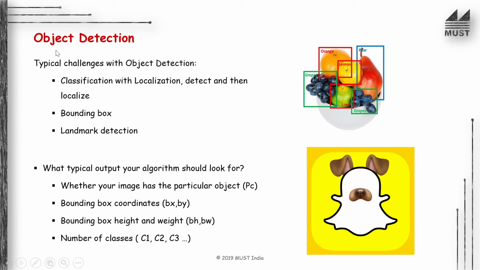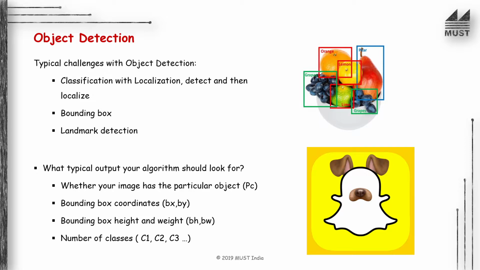And typically object detection problems depend on this bounding box finding solution. Once you have your bounding box ready, you can easily localize your particular object, or find the exact location of your particular object.